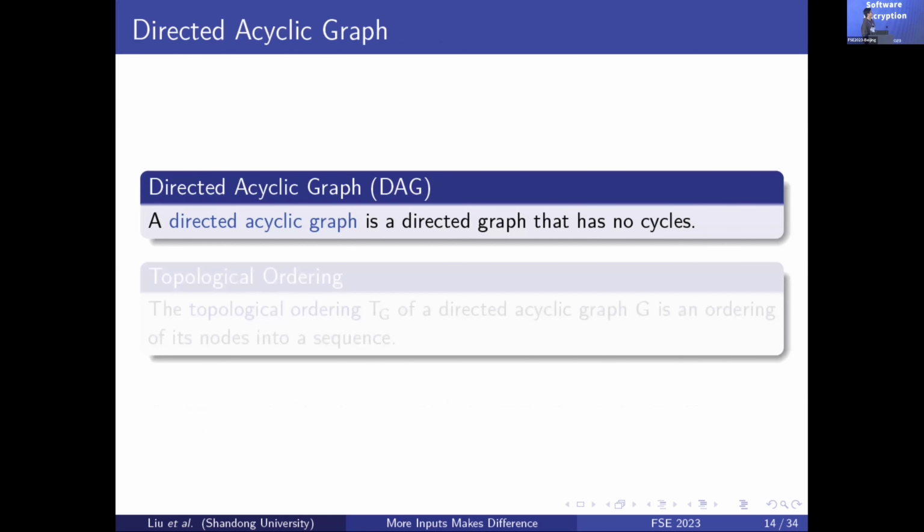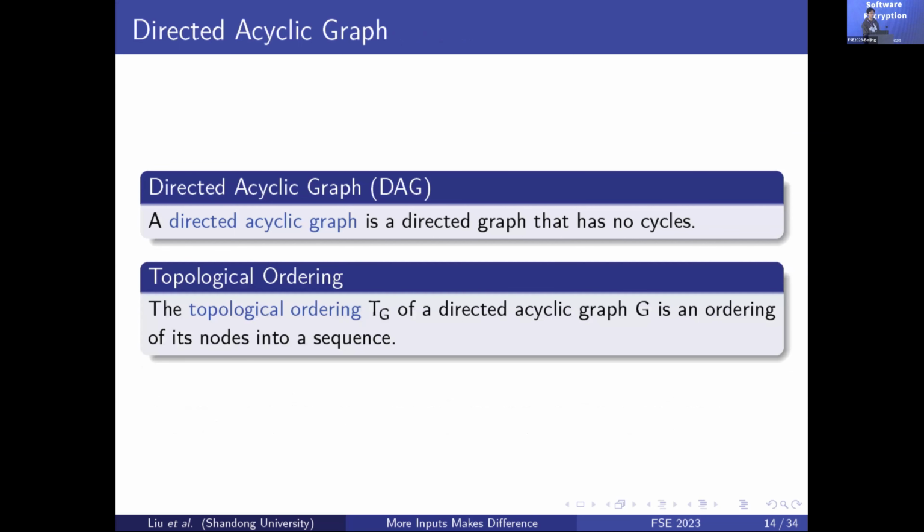And then we provide two definitions. The first is the DAG. A directed acyclic graph is a directed graph that has no cycles. And it's important that there is no cycle, because if a graph has a cycle, it's wrong in hardware. We cannot implement it in hardware. Another definition is the topological ordering. It can help us to order nodes correctly.